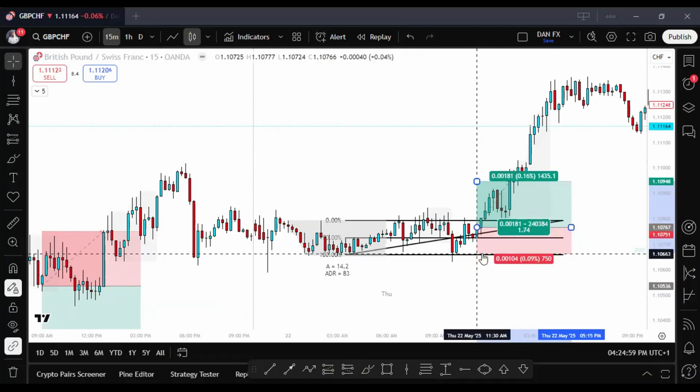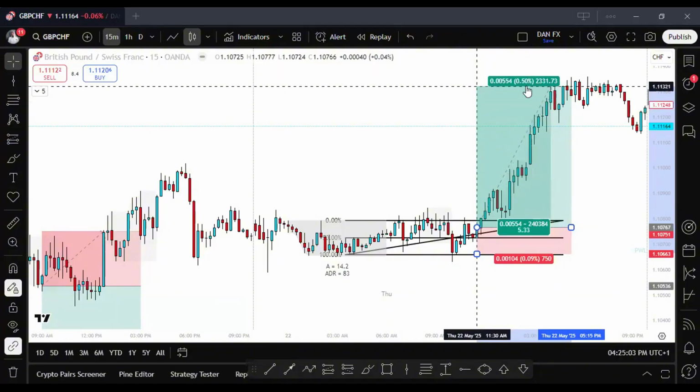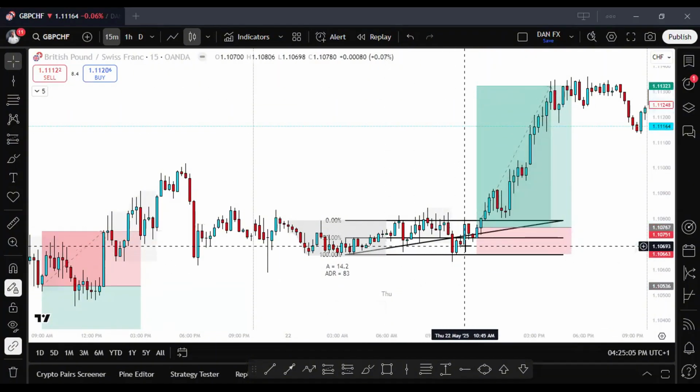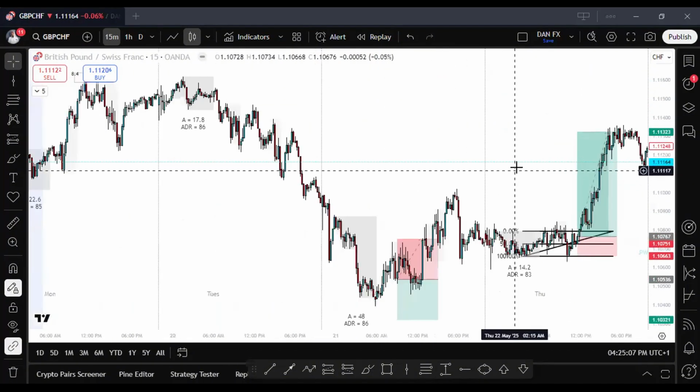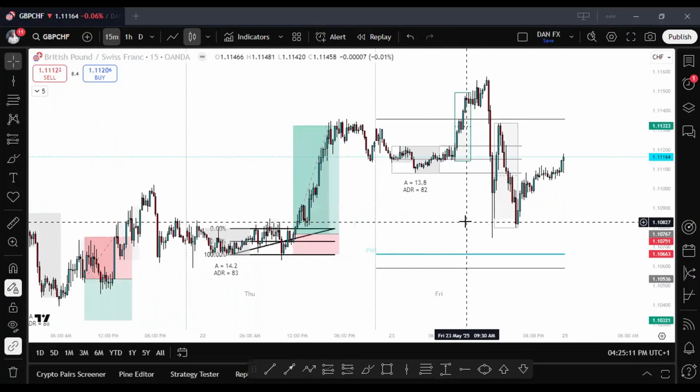Stop loss below. 1 to 2, correct. 1 to 3, yes. 1 to 4, yes. 1 to 5, yes. The reason for that is because this is a tight range. All right, so let's say 1 to 3, 1 to 2 on that pair. That's a win there. So we're going to be looking for buys and sells.